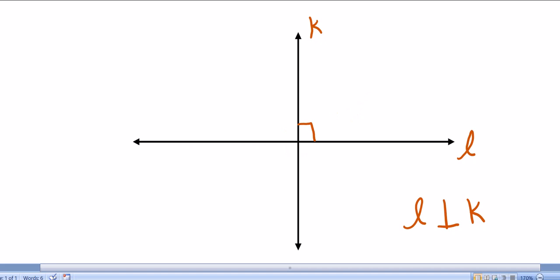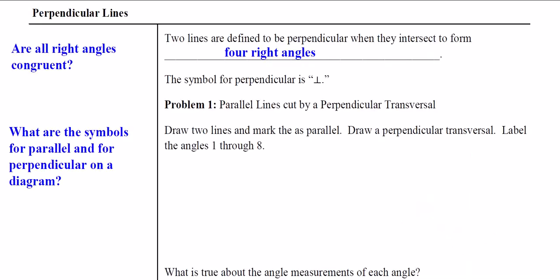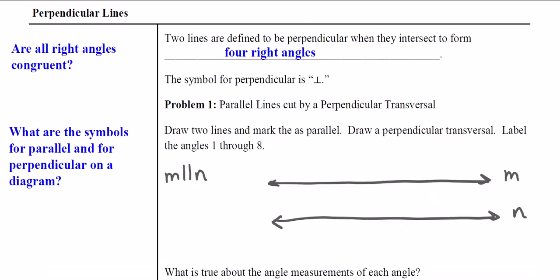On a diagram, if you see a square, this is the symbol on the diagram for perpendicular. And when we write it out, this is a symbol for perpendicular. So for problem 1, we're going to go ahead and draw 2 parallel lines. We will say that line M is parallel to line N. And to show that symbol for parallel on a diagram, we would put these little arrows or feathers.